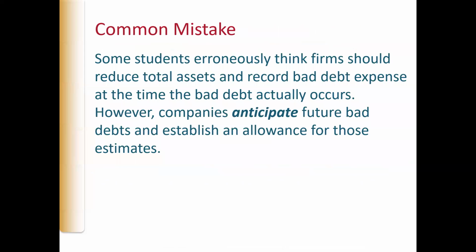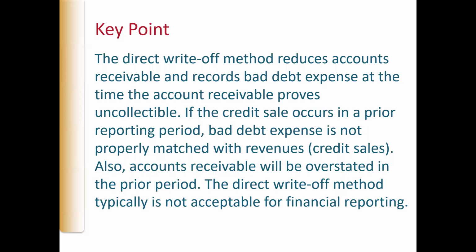Some students think firms should reduce total assets and record bad debt expense at the time the bad debt actually occurs. But remember, when we do the allowance method, it doesn't work that way. We anticipate our future bad debts and we establish an allowance for those estimates. Know, guys, that the direct write-off method reduces accounts receivable and records a bad debt expense at the time the accounts receivable proves uncollectible.